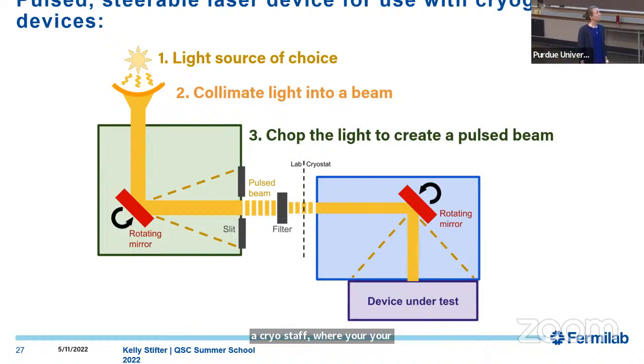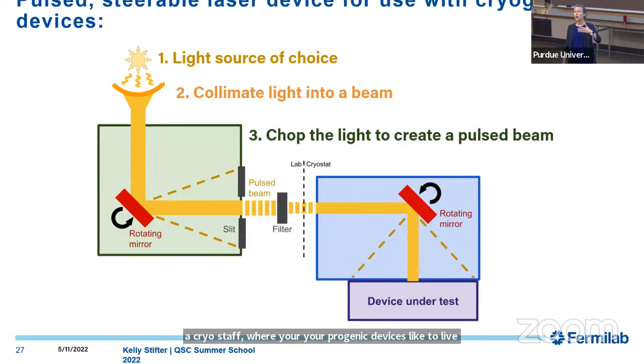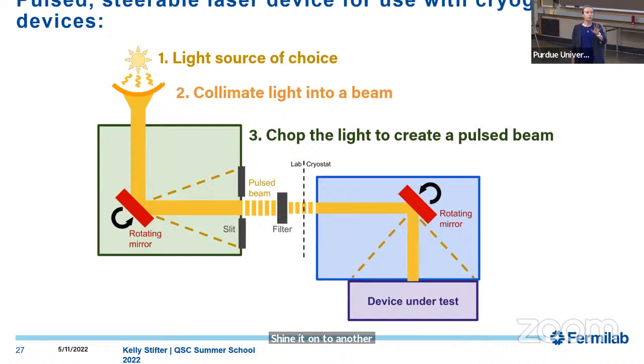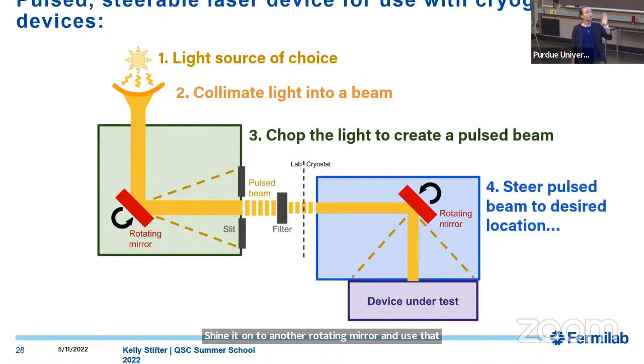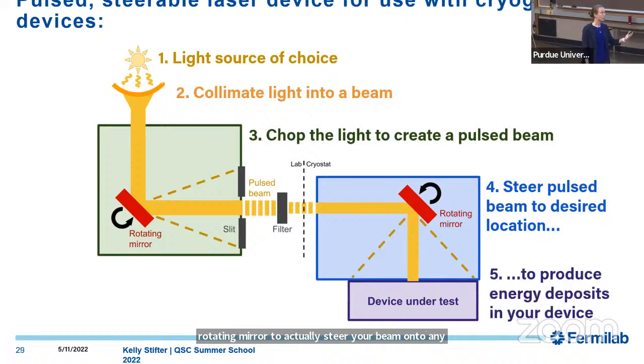And you can filter your pulsed beam and then inject it into a cryostat, where your cryogenic devices like to live. Shine it onto another rotating mirror and use that rotating mirror to steer your beam onto any desired 2D location on your device. And then those photons will produce energy deposits in your device at very specific locations.